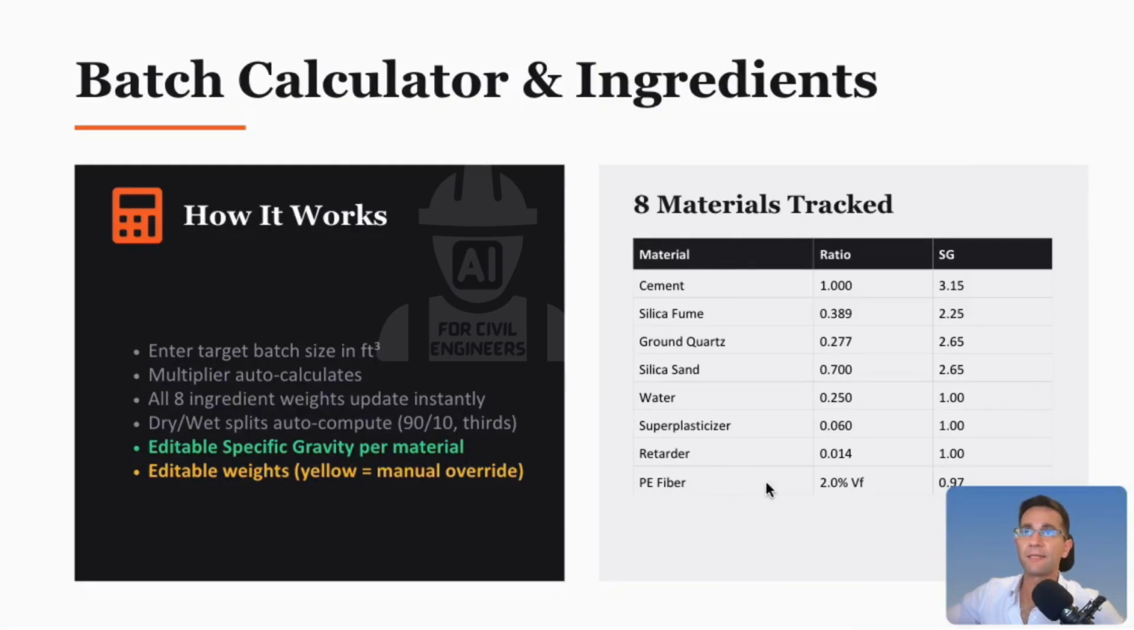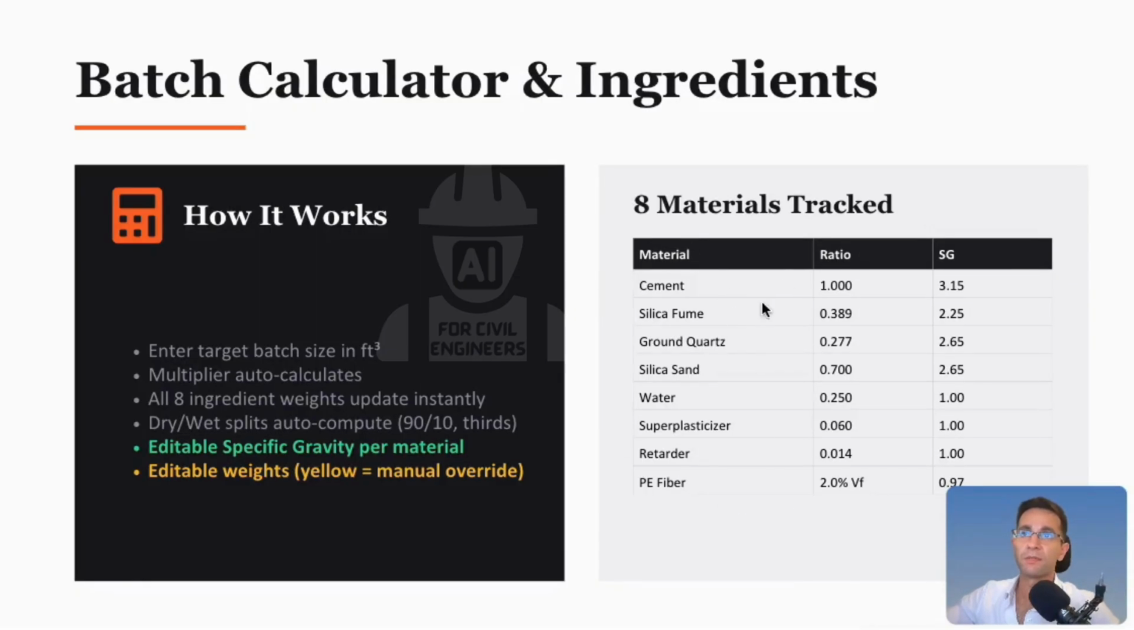And basically this is the mix design, and 8 materials are tracked within this batch. Those are the cement, silica fume, ground quartz, silica sand, water, and superplasticizer, which is the high-range water reducer, HRWR, and retarder. Whatever retarder is commercially available, like a Delvo retarder, or Chryso 150, Premia 150, that's another one. Whatever is available commercially, you can use that. And this is a polyethylene fiber, another ingredient that you can put in the concrete.